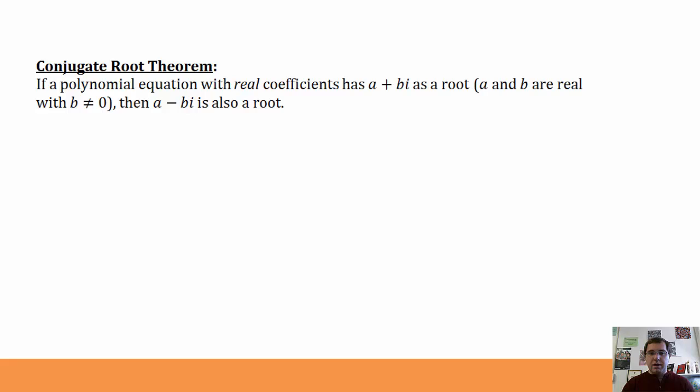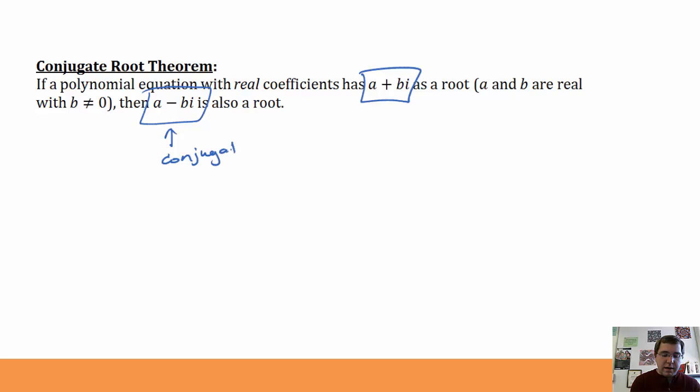And we also noticed that when we had imaginary solutions, they occurred in pairs, and a conjugate was always a solution. So if a polynomial equation with real coefficients has a complex number a plus bi as a root, which means a and b are real numbers, i is the square root of negative 1, and b is not equal to 0, because if b equals 0, this would just be a plain old real number. So if a plus bi is a root, then its conjugate, a minus bi, is also a root.